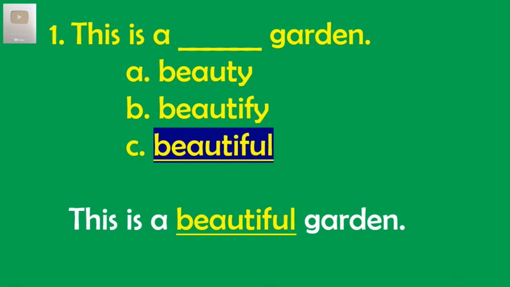The answer is C, and that is beautiful. Beautiful is an adjective, so the noun garden can only be qualified by an adjective. Beauty is a noun, so it cannot come next to garden because two nouns don't come together. Beautify is a verb, so that also we cannot use. The correct sentence is, this is a beautiful garden.